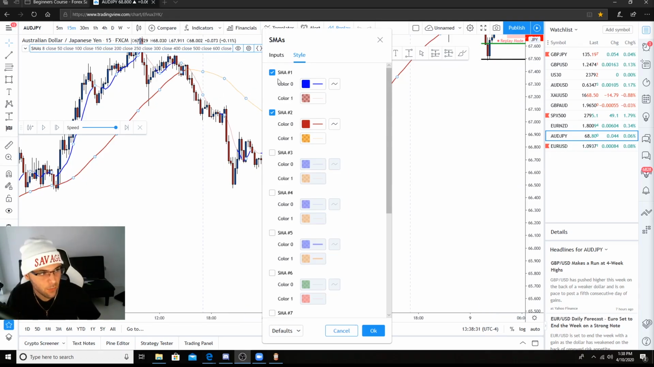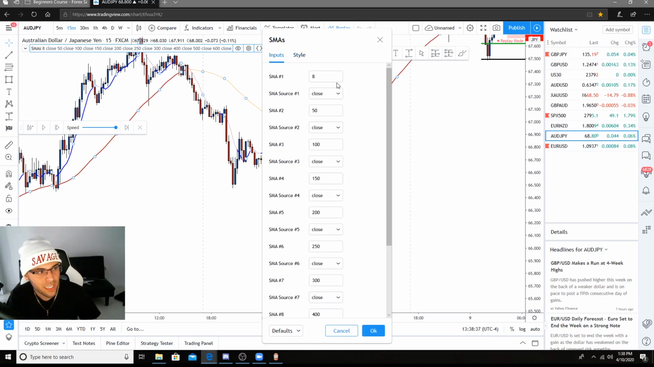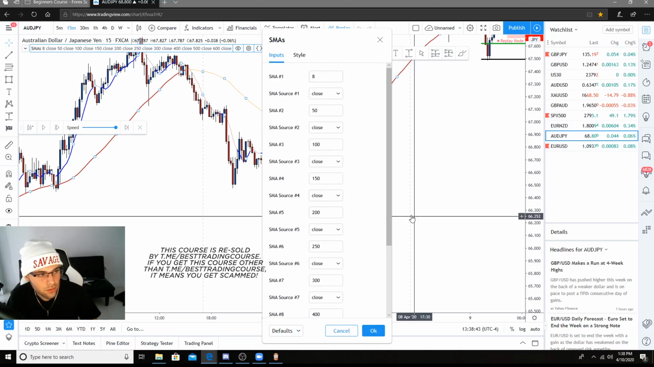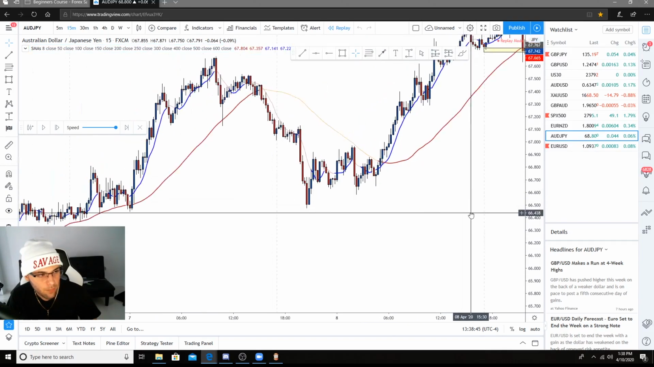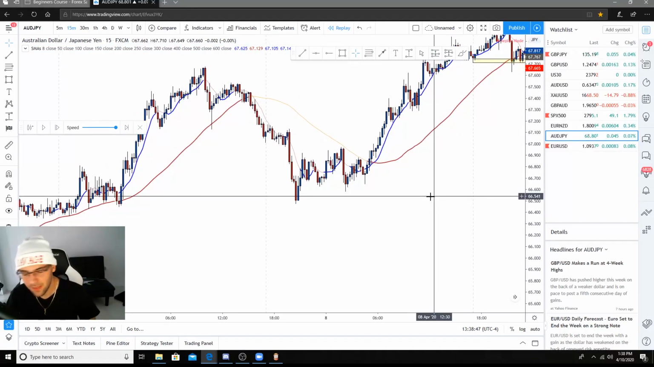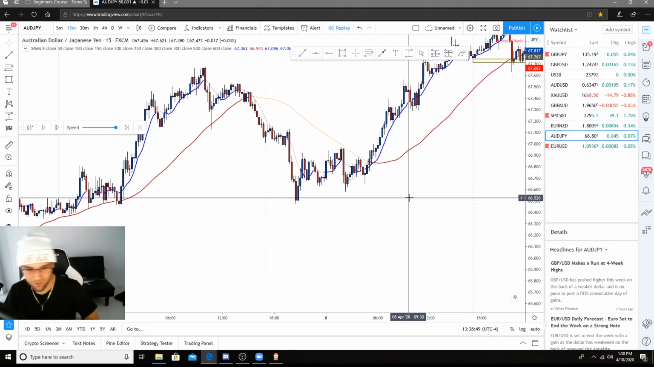As you can see right here in the center, we have added another SMA. What SMA will that be? It will be the 8. So currently we are using the 50 SMA and the 8 SMA. I do recommend these more for beginners, but it's also more advanced when you put these two together.